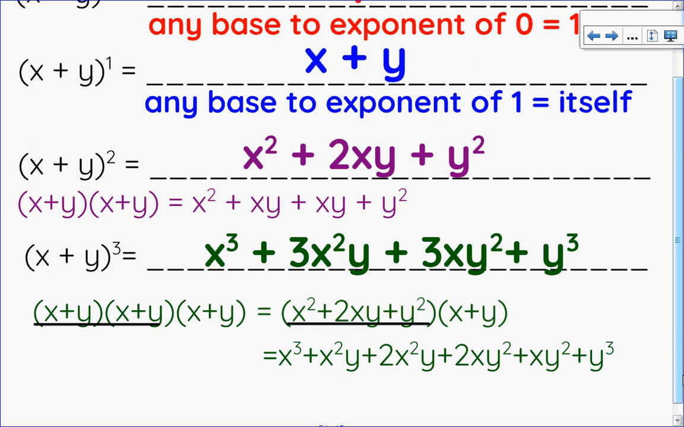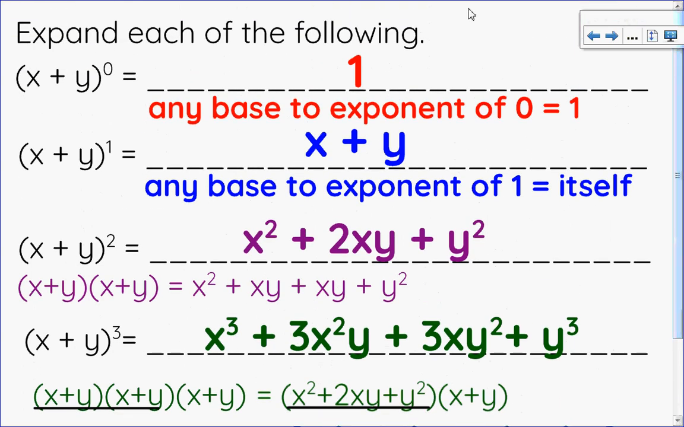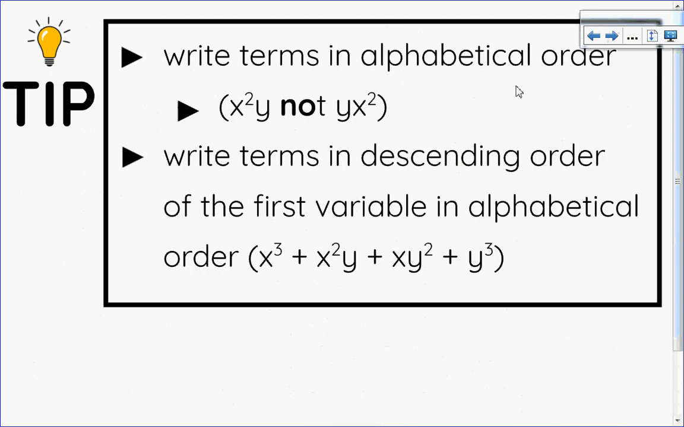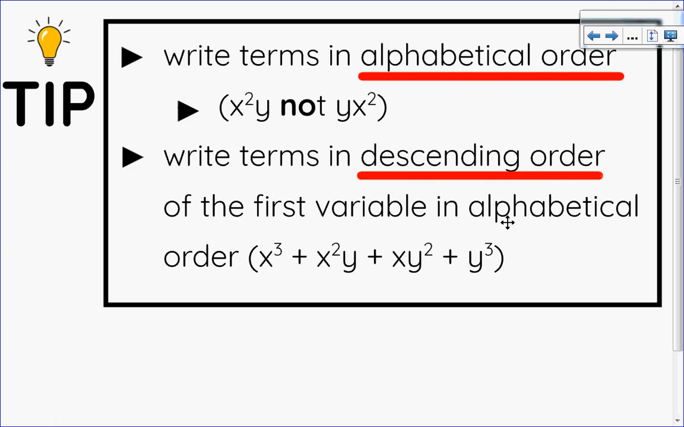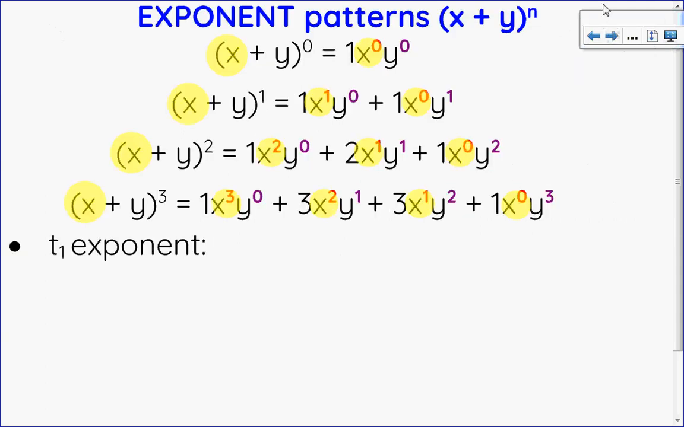So now that we've expanded 4 binomials, I want to look at the patterns that we can find in these. First of all, I want to talk about how to write binomials when I expand them that have 2 different variables. The first thing is that the variables have to be written in alphabetical order, x and then y. And whichever one comes first alphabetically, in this case x, write it in descending order. That means getting smaller. So notice my exponent goes 3, 2, 1, and none. That's just a convention that we want to use when we're writing these expansions.